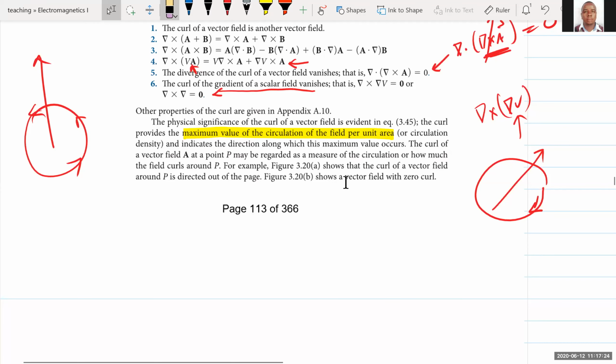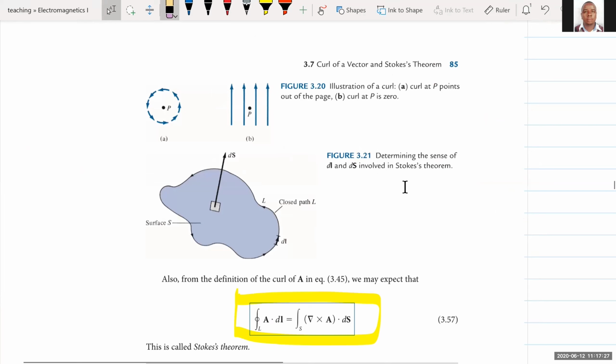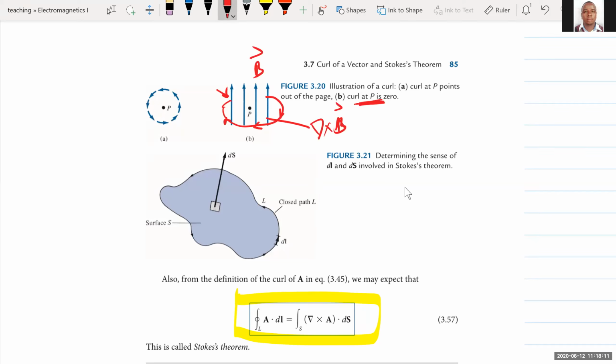And therefore, figure 320 shows a vector field with zero curl. Again, if you find the curl of this vector, you can simply see that this vector is not rotating. So even if you try to go around it, there is no element of the vector, if you call this one B, there is no component of B that is going around point P. And therefore the curl of this vector is definitely zero. Curl at point P is zero.